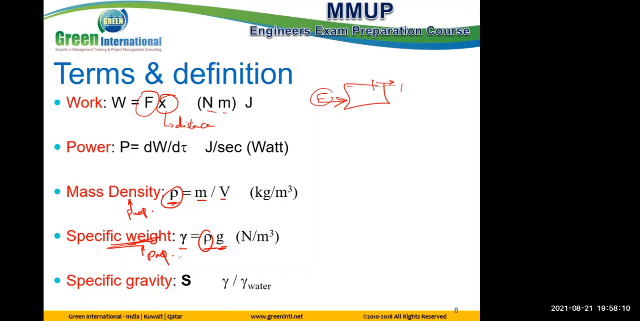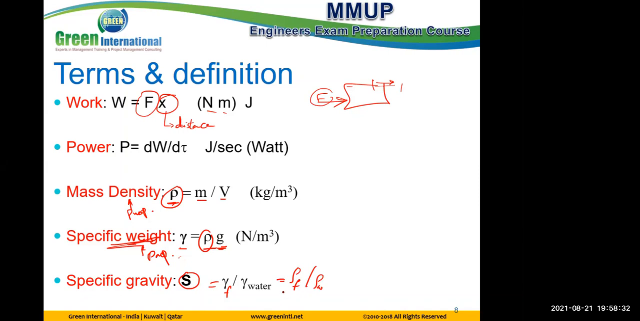Specific gravity is very important. Why is it important? Because in fluid mechanics problems normally S is given, not gamma, not rho. From S you can calculate the gamma for the fluid. S is equal to gamma of the fluid divided by gamma of water, which means normalizing the gamma of the fluid by the gamma of water, which is equivalent to rho of the fluid divided by rho of water.